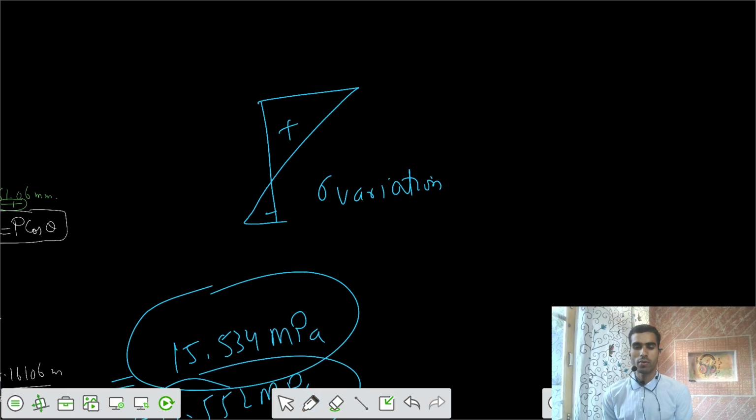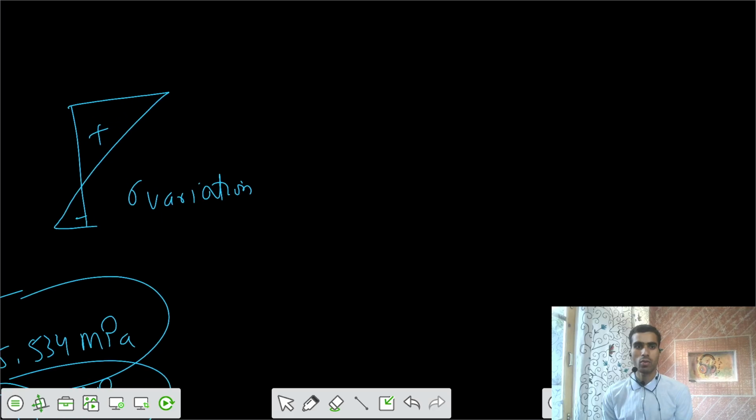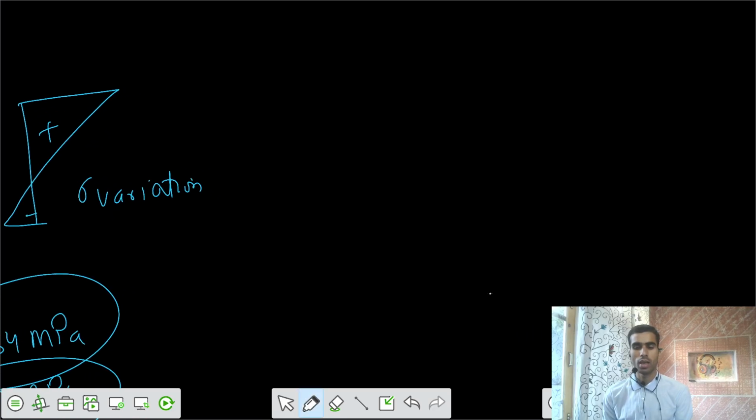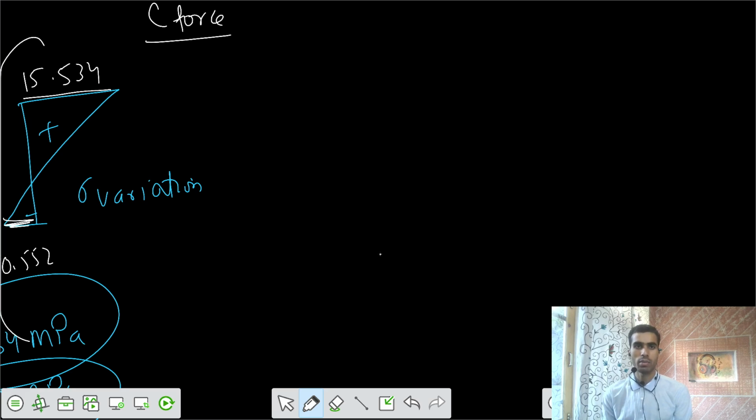And if I want to directly calculate the C force from this one that we already have calculated, I would say here the stress is 15.534 and the stress here is 0.552. This is the extra part we are doing. I want to calculate the C force and its location. Let me get that C force and location of that C force. Let's try to calculate that.